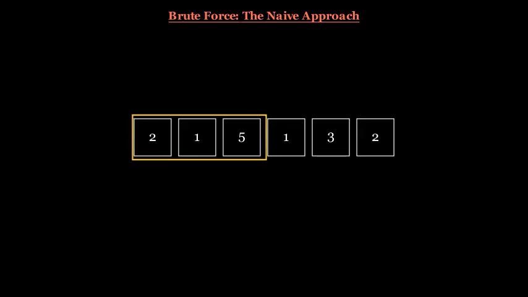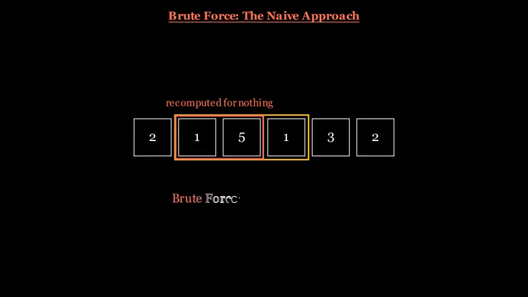Watch closely what happens when the window slides over by just one position. We already added the 1 and the 5 that are still inside the window. We're about to add them again. From scratch. Just to account for one number leaving and one number entering. Scale that up. For an array of size n, checked with a window of size k, you're doing roughly n times k additions total. If k is small, that's barely noticeable. But if the array is large, or the window itself is large, the vast majority of that arithmetic is just repeating work you'd already finished a moment earlier.